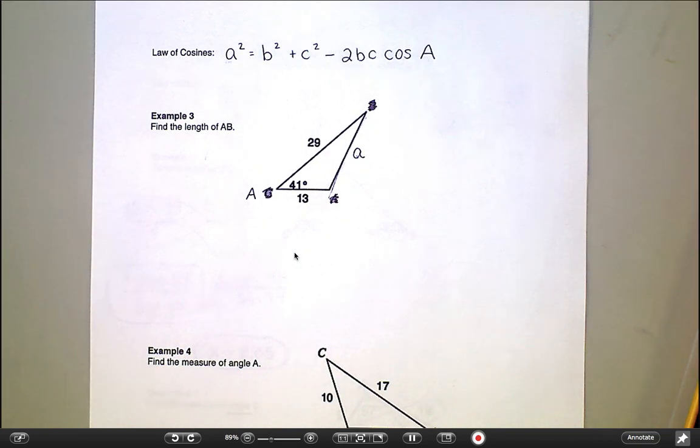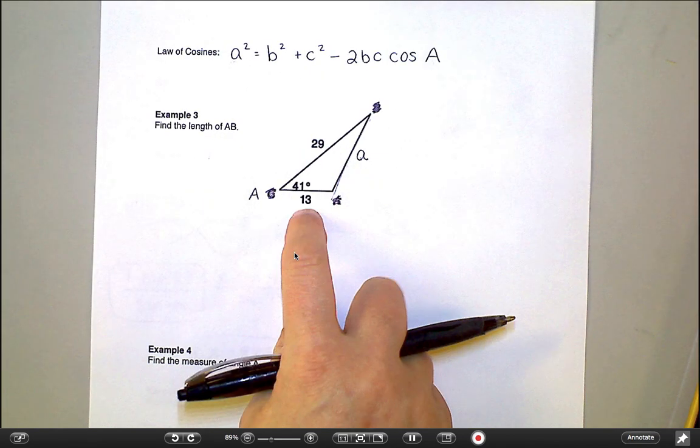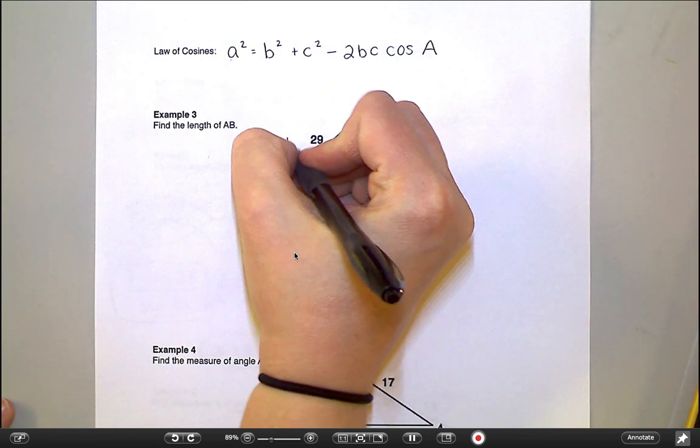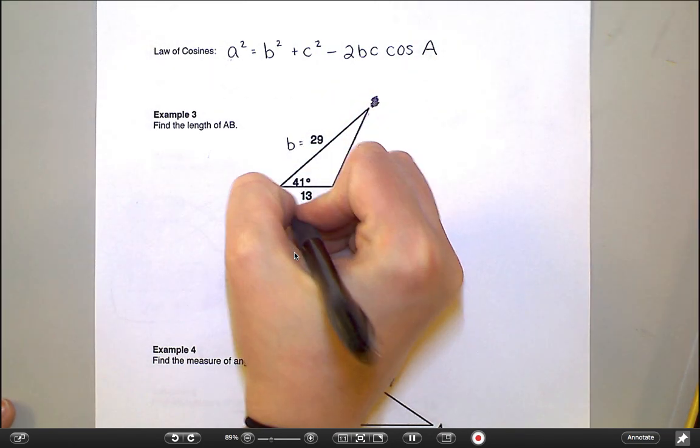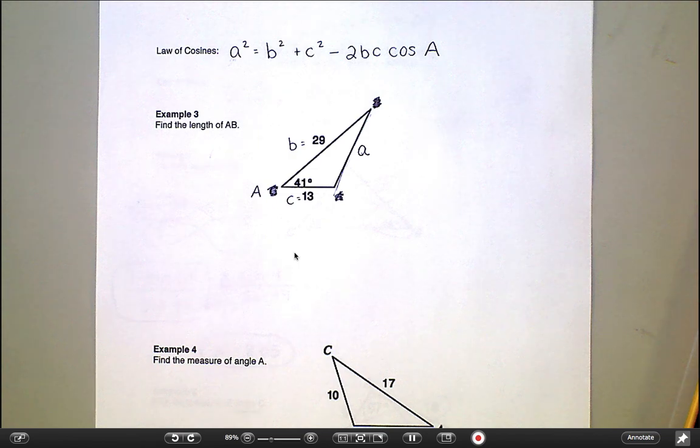And sometimes I don't even give you letters, so then you don't have to worry about it. But just ignore the letters that are given to you and put the letters on the way you want it to be. And then B and C are just the other two sides, and it actually does not matter which is which. I could have done these the other way around too.